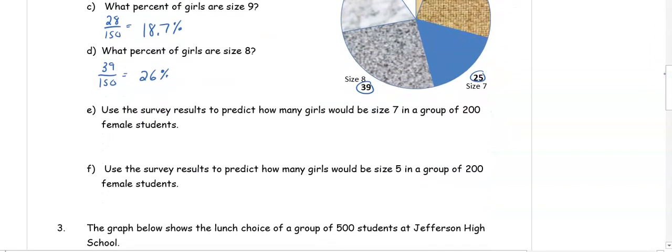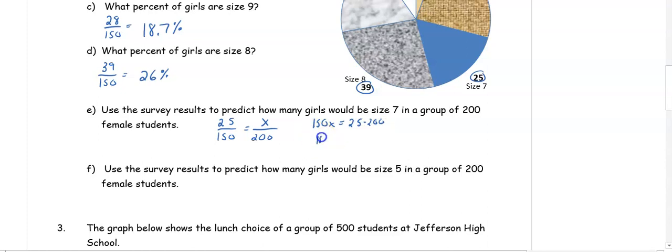In part E, use the survey results to predict how many girls would be a size 7 if the group was 200. So we don't know out of 200 how many girls have a shoe size of 7, but we know that 25 out of the 150 do. Now, this is a proportion, so to solve, we're going to cross multiply. So 150 times x equals 25 times 200.